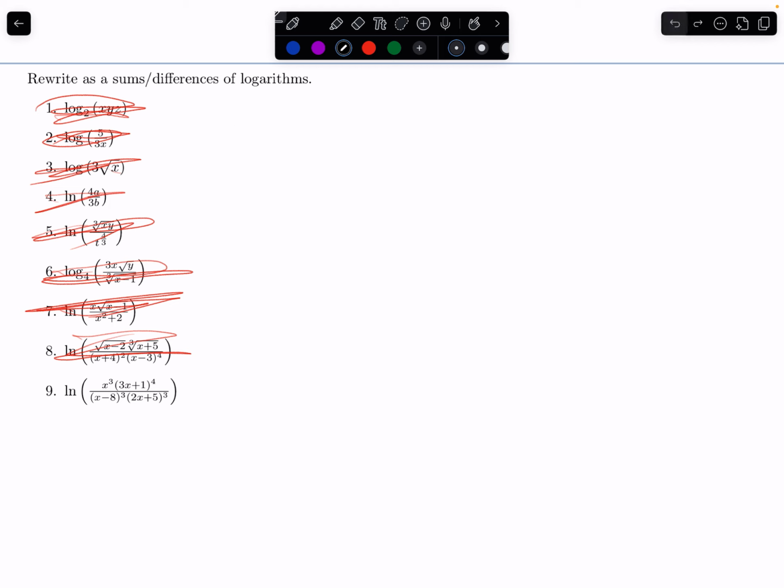Okay, so same thing I'm going to do here, guys. I'm going to take the top minus the bottom, ln in front of each. So this is number 9. I haven't been writing the numbers, sorry. It's ln of the top, which is x cubed times (3x plus 1) to the 4th, minus ln of the bottom, which is (x minus 8) cubed times (2x plus 5) cubed.